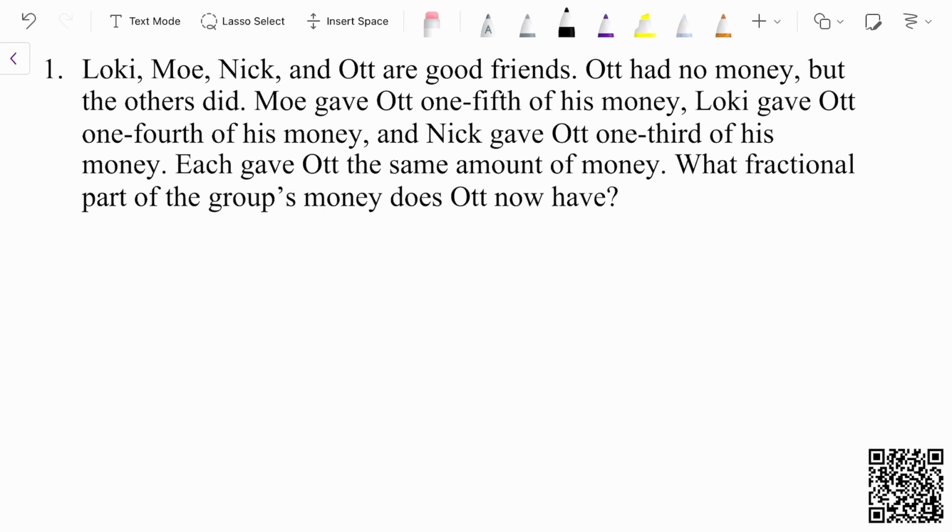Let's identify the amount of money. They each gave him the same amount of money. So let's identify the amount of money that all of them gave him as X. Since this is a division problem, because it's what fractional part of the group's money he has, we need to know, one, the amount of money that Ott has in terms of X, and two, the amount of money that the entire group has, also in terms of X.